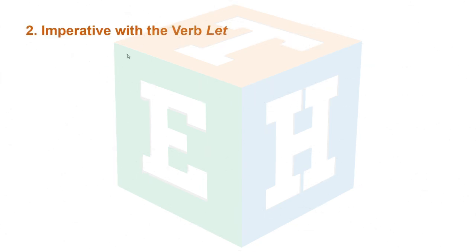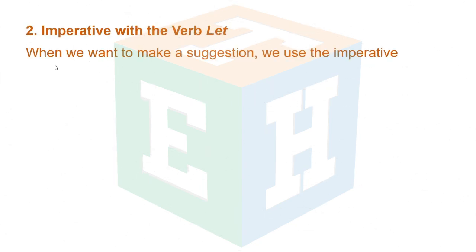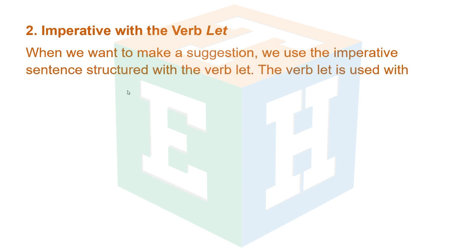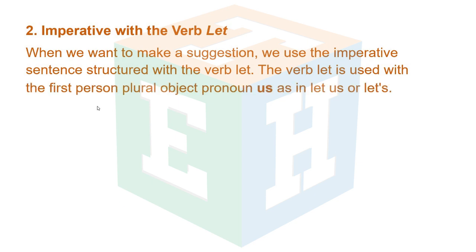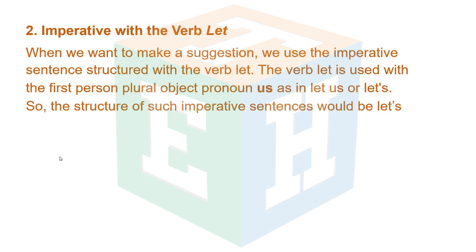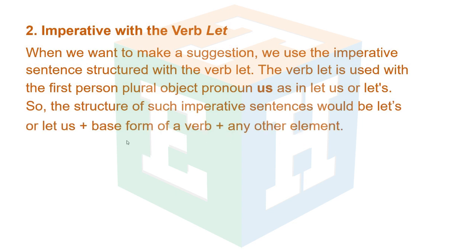Number 2, imperative with the verb let. When we want to make a suggestion, we use the imperative sentence structured with the verb let. The verb let is used with the first person plural object pronoun us, as in let us or let's. So the structure of such imperative sentences would be let's or let us plus base form of a verb plus any other element.